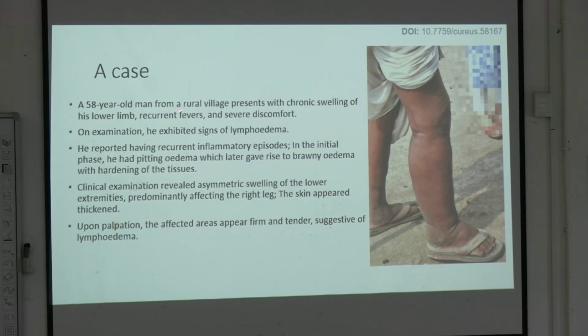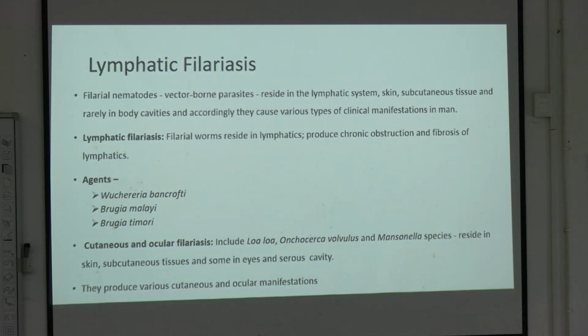A 58-year-old man from a rural village presented with chronic swelling of the lower limb, as you can see, and with signs of lymphedema. On palpation, the areas are firm and tender and suggestive of lymphedema. Next. So what is this? This is a case of Elephantiasis or lower limb lymphedema caused due to lymphatic filariasis.